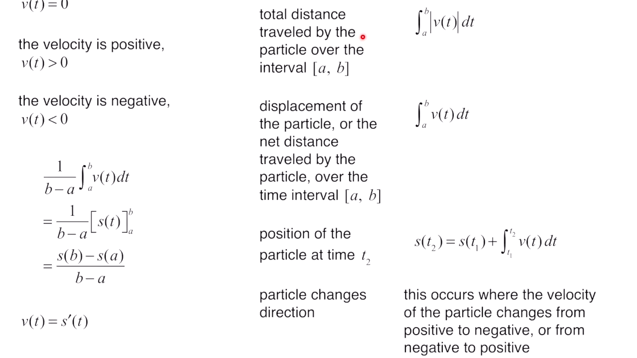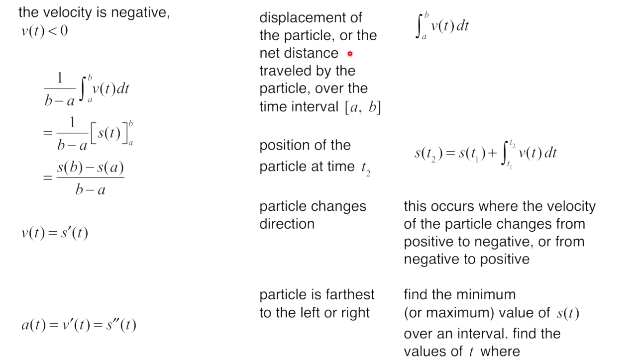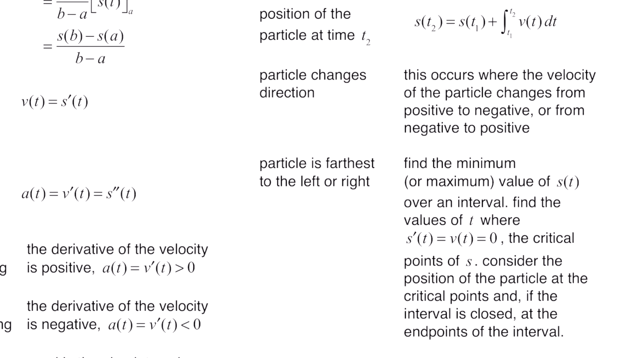To find the total distance traveled by the particle over the closed interval from a to b, you're calculating the integral from a to b of the absolute value of velocity. To find the displacement of the particle, or the net distance traveled by the particle over the time interval from a to b, it's the integral from a to b of v of t dt. Oftentimes you're going to need the position of a particle at a given time t, and sometimes we're going to need to find the position of the particle at a given time t sub 2, and we're going to be given the position at a different time t sub 1.